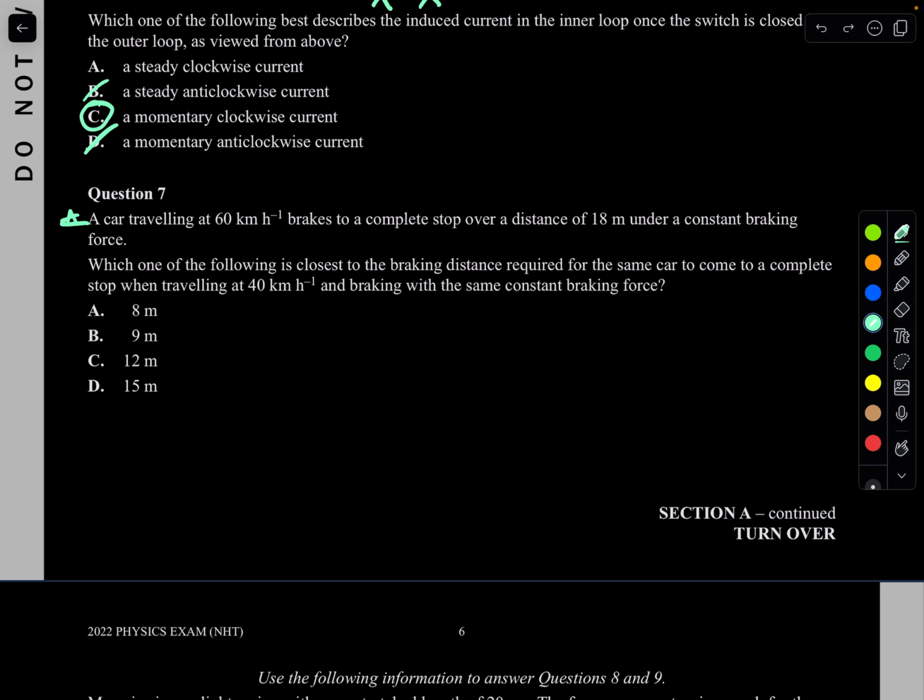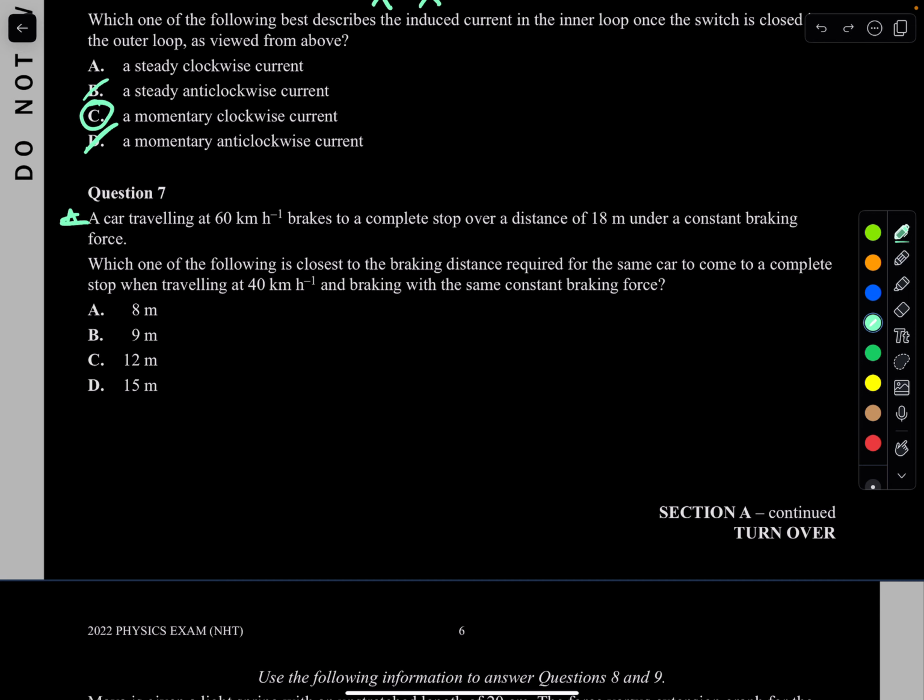So let's write this. Remember, this is your initial velocity, 16.6. And because it brakes, your final velocity is 0, and it stops at a distance of 80. And remember, because it is a constant braking force, and it says they use the same constant braking force for both of these, the acceleration should be the same. So your acceleration should be the same for both of these values. Let's find that acceleration using your SUVAT.